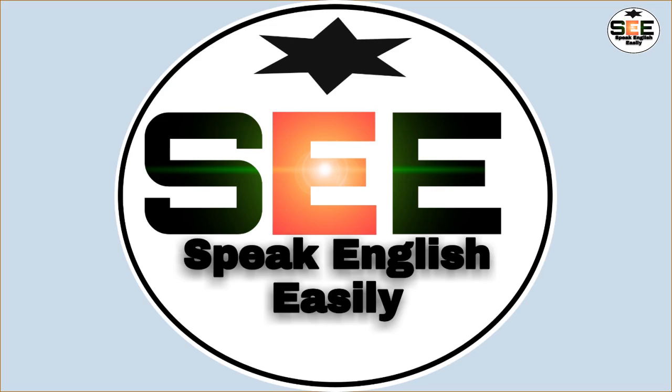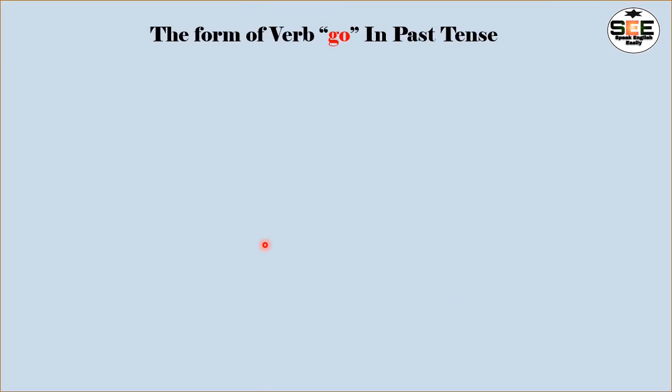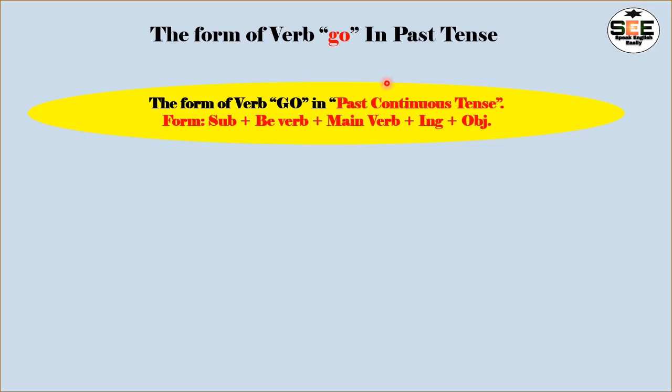Today I am going to give you a very important lesson. The topic is the form of verb go in past tense. So let's see the form of verb go in past continuous tense. Form: subject plus be verb plus main verb plus ing plus object, right?